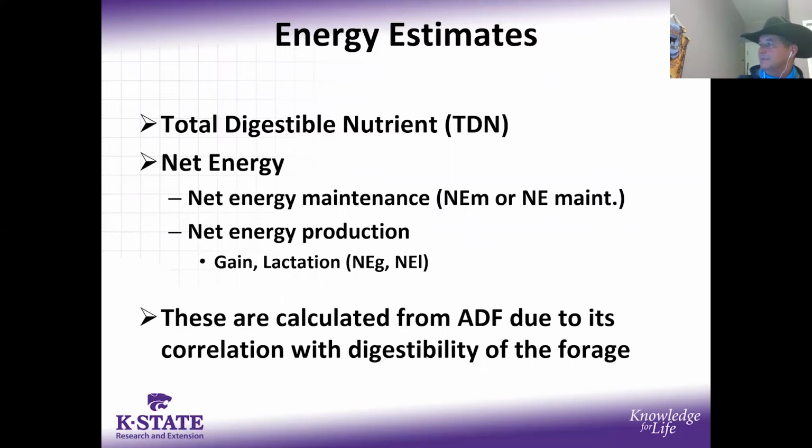On energy estimates, there are several different terms that may be used to express the energy content of a feedstuff. The two most common are TDN, total digestible nutrients, and the net energy system, which is further divided into net energy for maintenance and net energy for production.